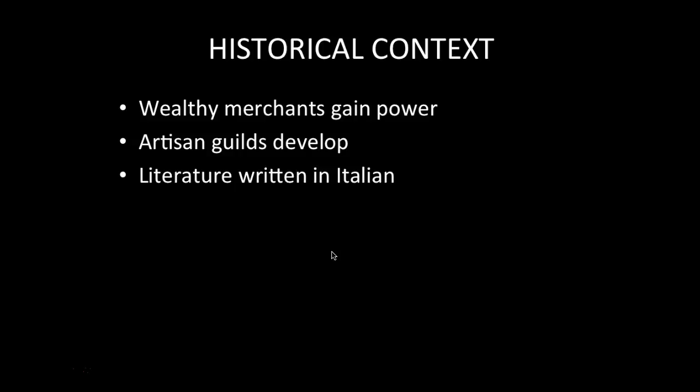Okay, so another change we see during this time period is literature. Literature began to be written in the common spoken Italian language. That's called vernacular. Prior to that, all of the literature was written in Latin, and at this point, most people didn't speak Latin on a daily basis. They only heard it in church. And so by shifting to the vernacular, it increased access to the written works.